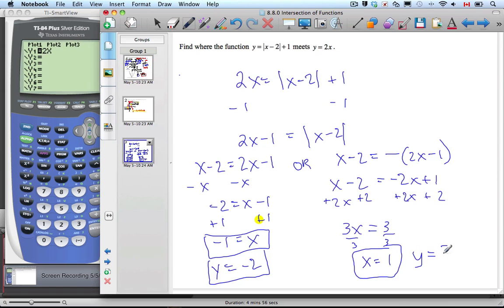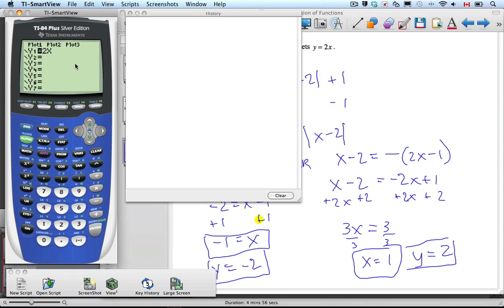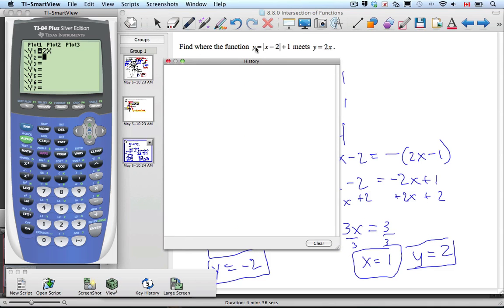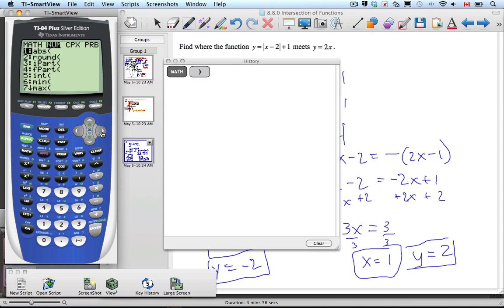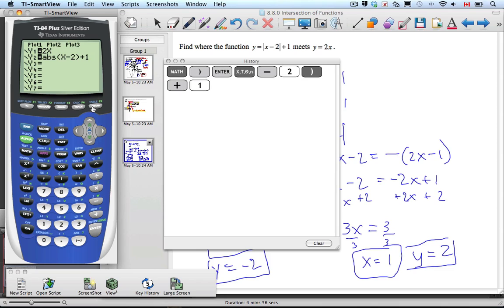We can do this on the calculator as well. To do it on the calculator, we have to find the absolute value. Go to math, toggle to the right to number, and ABS is absolute value. Then x minus 2, then end your parenthesis to end the absolute value, plus 1. Then just graph it, and we get those two scenarios there.